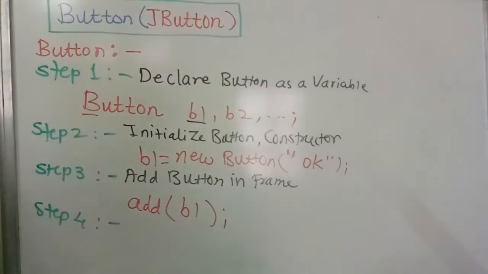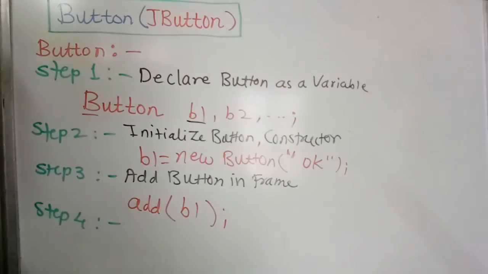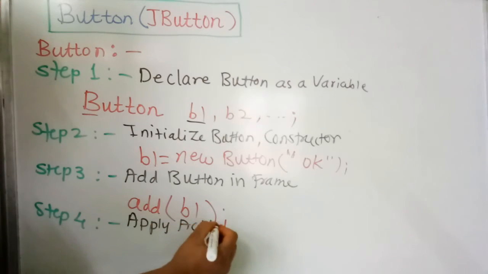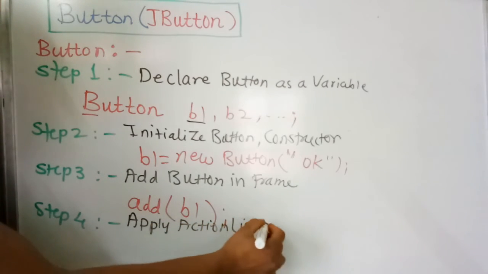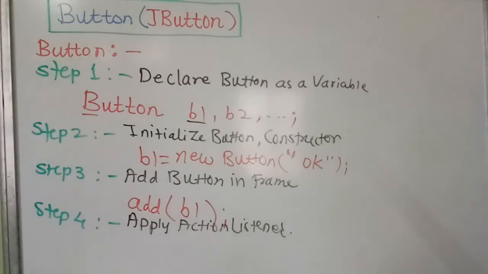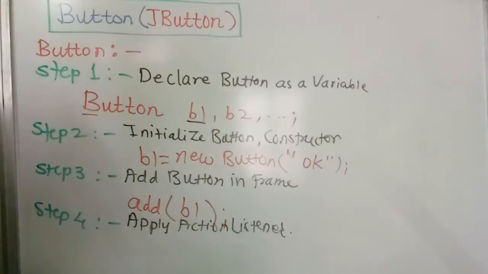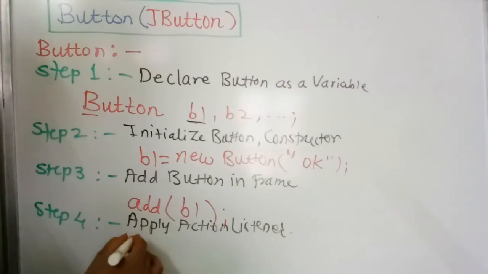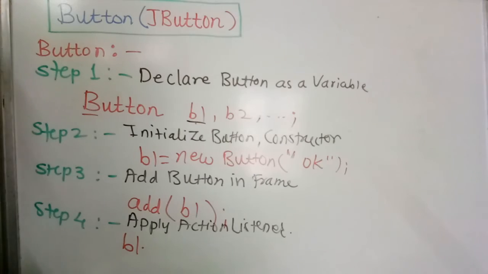So one of the most essential things with the button is to apply the click event, or in other terms, to apply an action listener. How to apply this action listener? Simply apply it on the button. For example, our button is B1, so we will write B1.addActionListener.